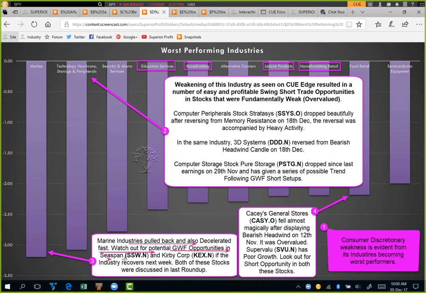And these are the two stocks we discussed last week. They were already starting to go up, SSW (Cispan) and KEX, Kirby Corp. They were moving up but didn't give us a low risk entry point. Now that the industry has pulled back, next week if the industry strengthens again, SSW and KEX may actually give go with flow long trade opportunities. Let's look at these two stocks.